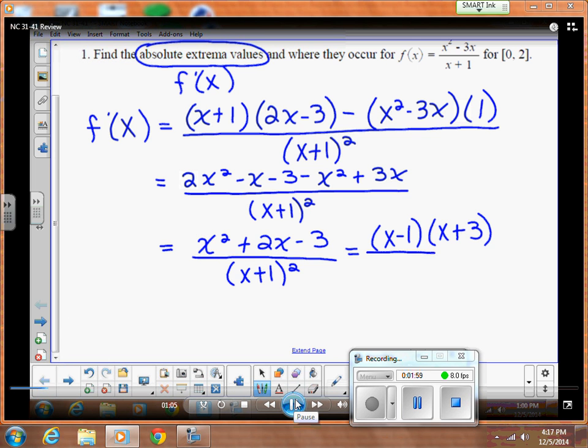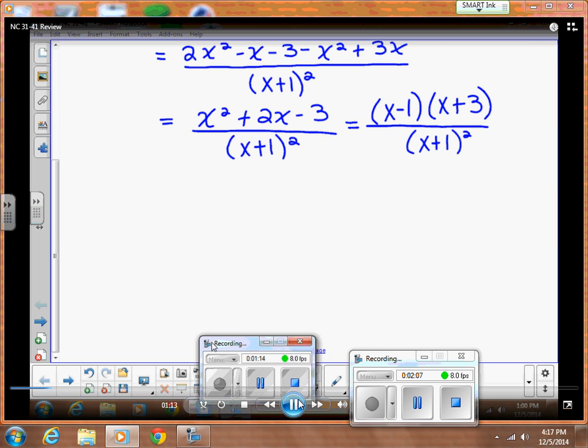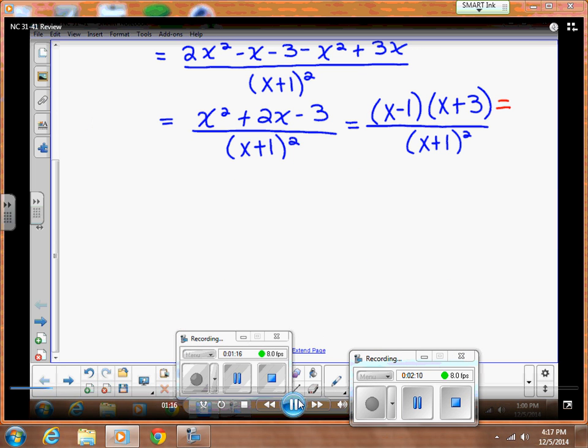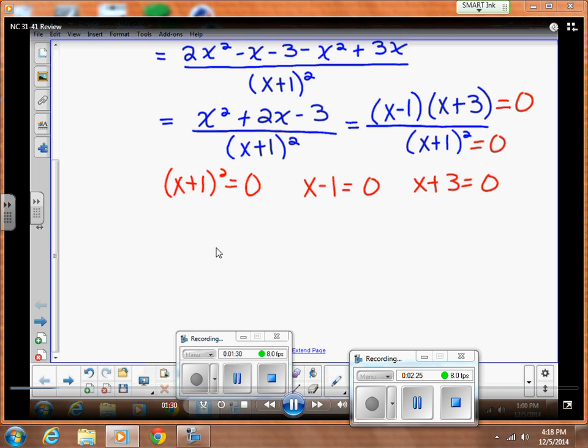So just still trying to clean this up, factor it. So x minus 1, x plus 3 over x plus 1 squared. Set this equal to 0. Now I'm going to set both the numerator and denominator equal to 0, because critical numbers occur at the horizontal tangents, but they also occur when the first derivative is undefined. So therefore I have to set every single piece equal to 0. x minus 1, x plus 3, and the denominator x plus 1 squared. All of this, guys, is basic algebra. You should know how to solve these all for your x's. And those are all the x values that I get: -1, 1, and -3.